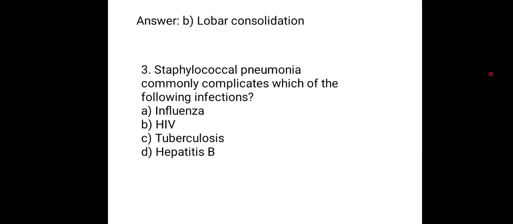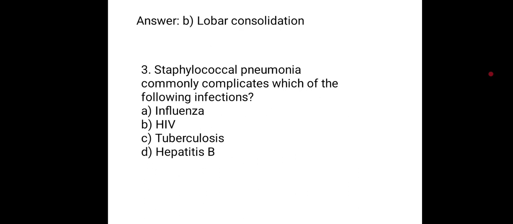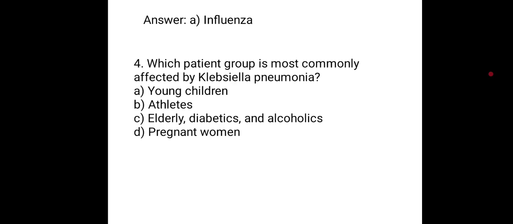A. Influenza. B. HIV. C. Tuberculosis. D. Hepatitis B. You're right. Influenza. So, Staphylococcus pneumoniae complicates influenza. Which patient group is most commonly affected by Klebsiella pneumoniae? A. Young children. B. Athletes.